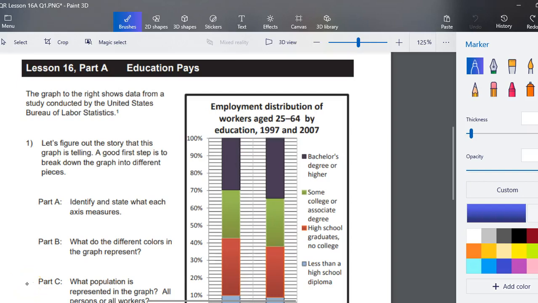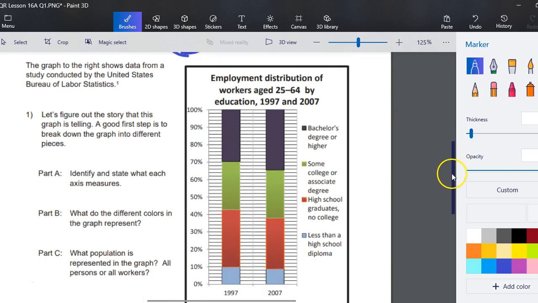Now looking at lesson 16A, which is titled Education Pays. The graph to the right shows data from a study conducted by the United States Bureau of Labor Statistics. So the same thoughts apply.